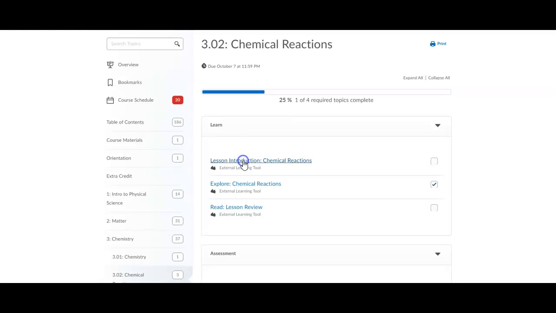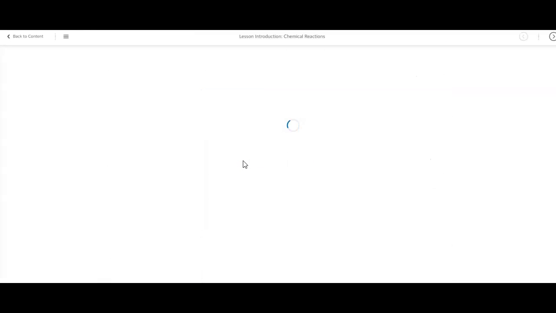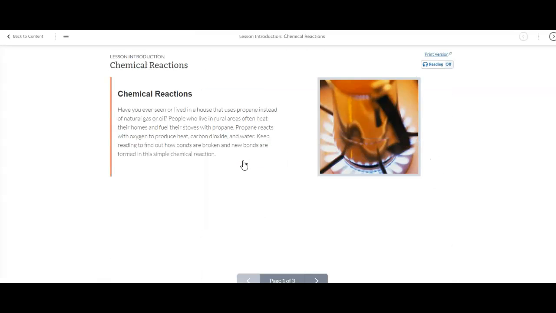All right, as we get into the lesson introduction, we're talking about chemical reactions. Have you ever seen or lived in a house that uses propane instead of natural gas or oil? People who live in rural areas often heat their homes and fuel their stoves with propane. Propane reacts with oxygen to produce heat, carbon dioxide, and water. Keep reading to find out how bonds are broken and new bonds are formed in this simple chemical reaction.